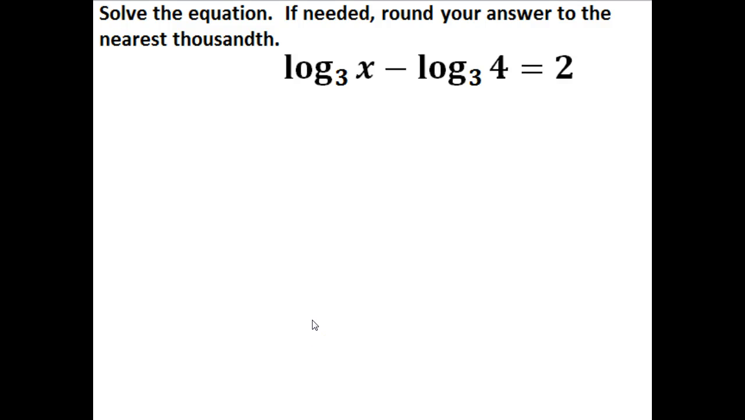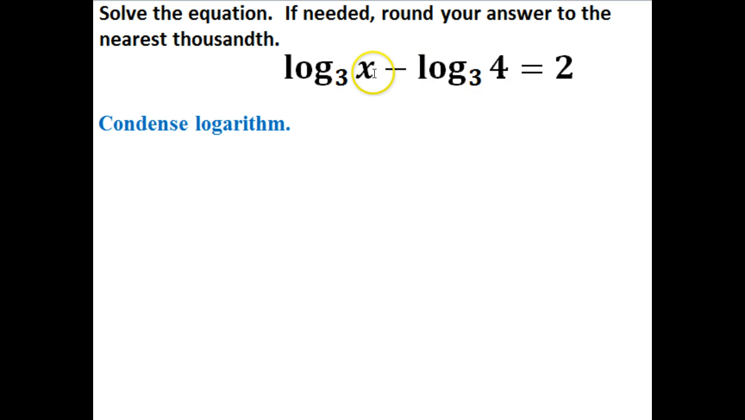Okay, with this logarithmic equation, we have two logs on one side. So what we want to do is we notice that both of these have the same base. Because they have the same base, we can condense them into one logarithm. So what we do here, we've got a subtraction sign here which tells us that we need to divide.